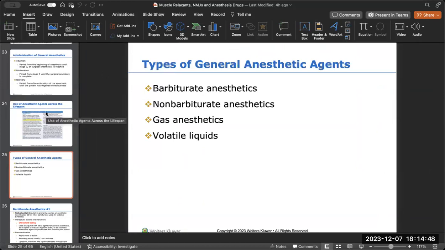But there's types of general anesthetics. Remember, our goal for general anesthetics is to reduce pain, to lose consciousness of the surgical procedure, and not remember the surgical procedure. And we have barbiturates, like I remember I mentioned, what was that? Phenobarbital, thiopental, methotrexate, right? All of those barbiturates, besides being anti-anxiety medications, are anesthetics. Non-barbiturate anesthetics, gas anesthetics, and volatile liquids. Both of those are going to be inhaled.